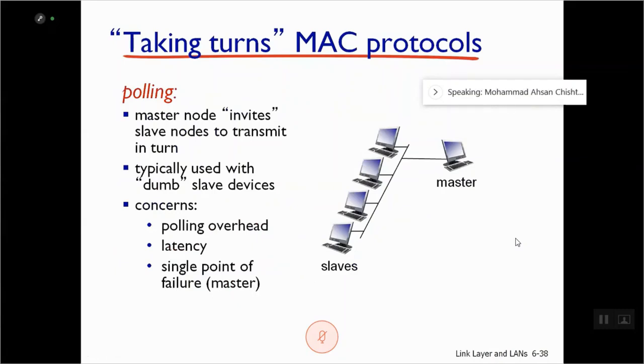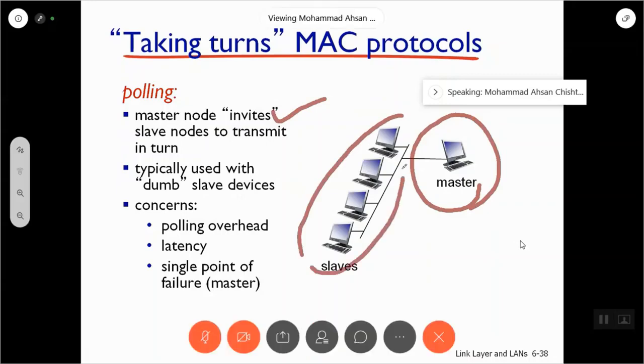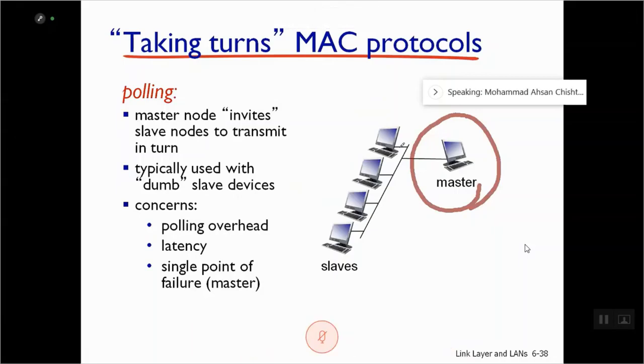What is the polling protocol here? The polling protocol requires that we have one of the nodes designated as the master node. This is the one which makes the round. A master node polls each of the nodes in a round robin fashion. Like it says, it invites slave nodes, these are the slaves, to send the data, typically used with dumb slave devices.